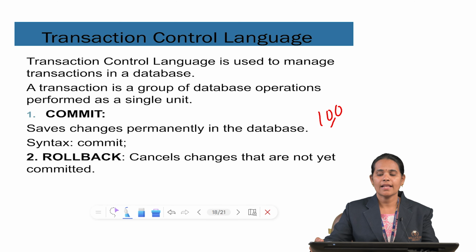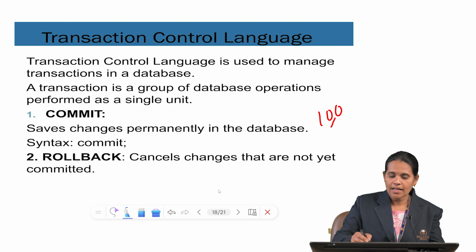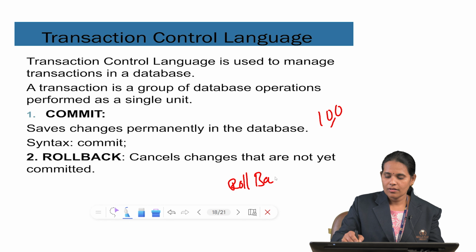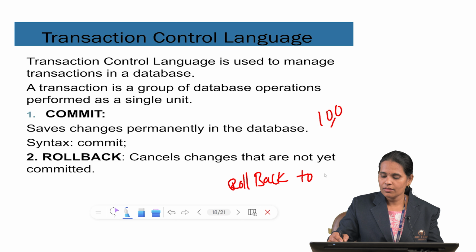Rollback is used to cancel the changes that are not yet committed. It means the money is deducted from the account but not yet dispensed from the ATM machine. At that time, the bank reverts the deduction and my balance is restored. That is about rollback. For that, the syntax is rollback to, and here we need to mention the save point name, P1.